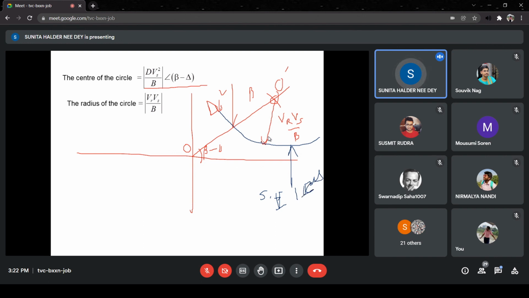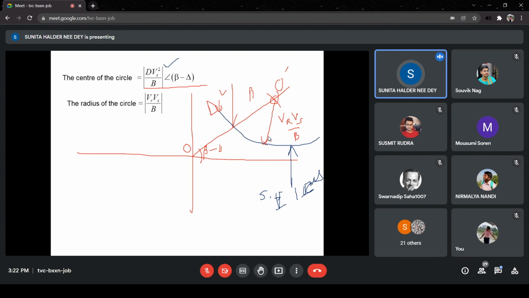Why have I drawn this arrow lesser than the center? Because you see the center is dV square by B and the radius is VR VS by B. Generally VS is far higher than VR and d is nearly equal to 1. That's why I have drawn it in this way, right? So if we know the actual values, then we can do it easily.